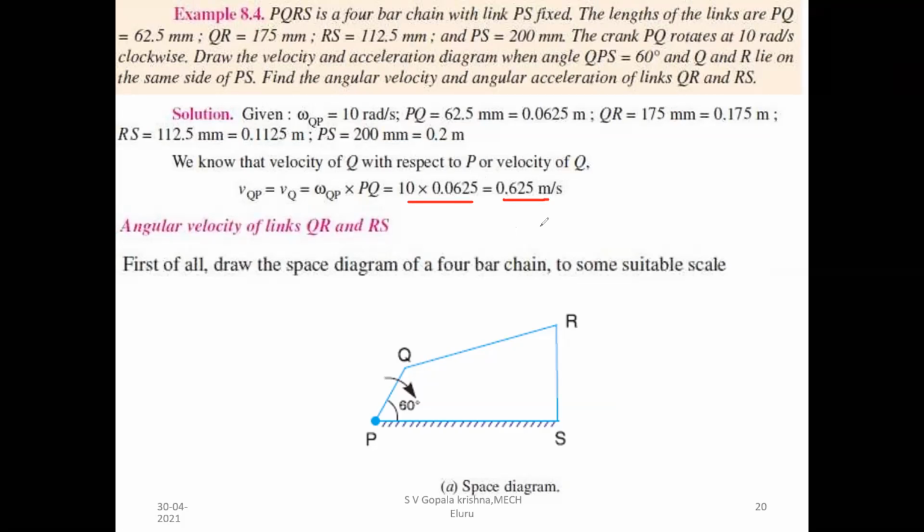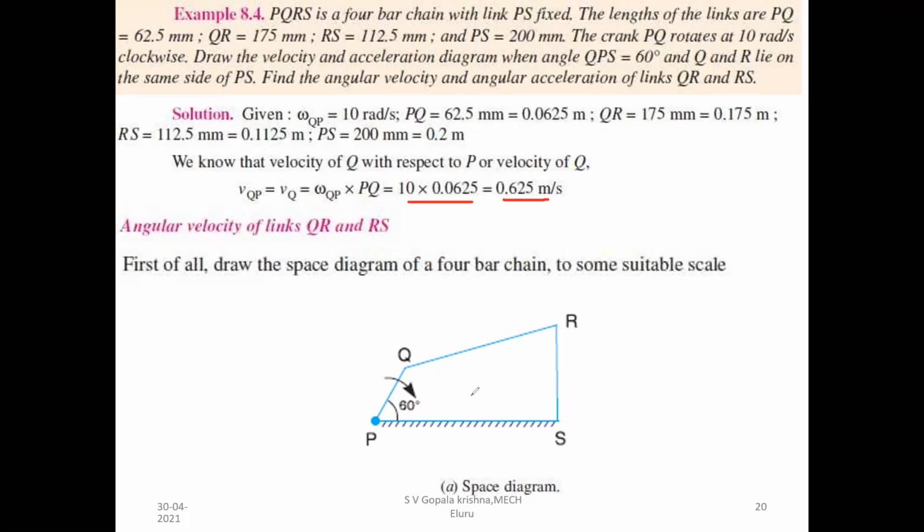You have to draw the space diagram. The given link lengths are already there, so just construct the space diagram. First, PS is fixed, so draw one horizontal line. We already know the 4-bar chain, PS is horizontal and fixed, so represent it that way.